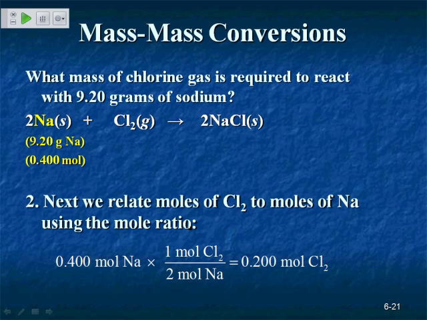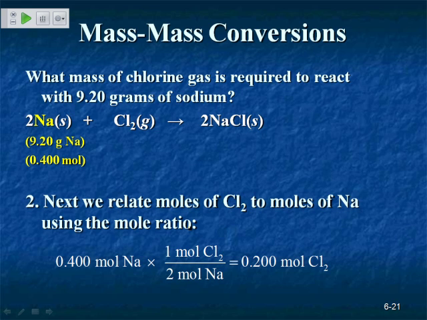So the moles of sodium, which is 0.400 moles, multiply that by the mole ratio from the balanced equation. What does the mole ratio say? 1 mole of chlorine per 2 moles of sodium. That's what you are using here, 1 mole per 2 moles, which will give you the number of moles of chlorine. Is the original question asking what moles of chlorine are required? No, it's asking what mass of chlorine is required. So what is the last step you need to do?